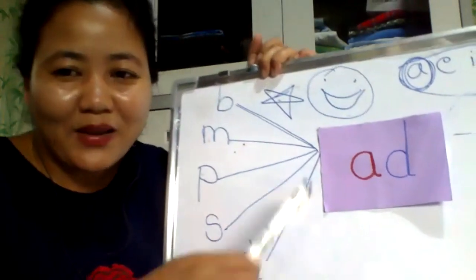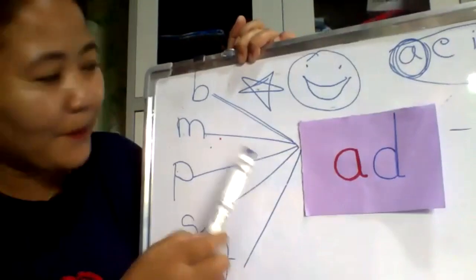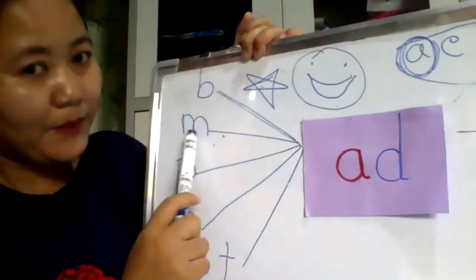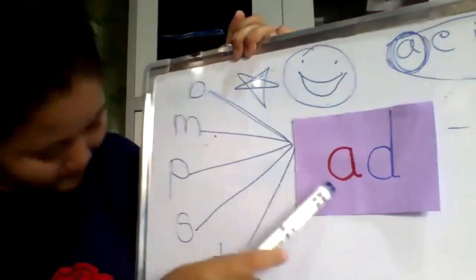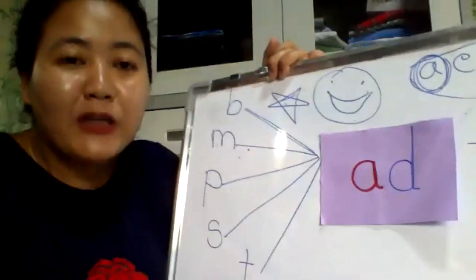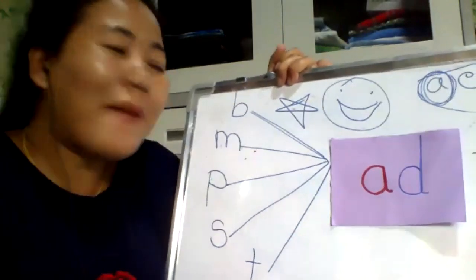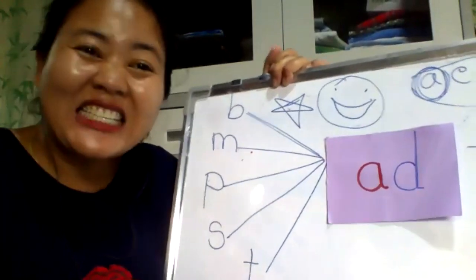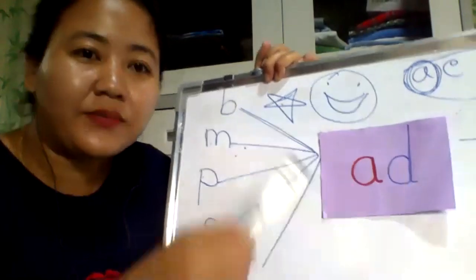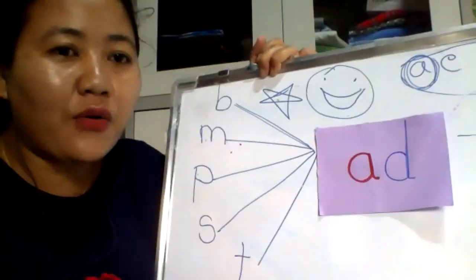Bat. Mat. Sorry, not mat. D. Mat. Bad. Okay? D. Make sure of the last sound. Okay, now start it again.